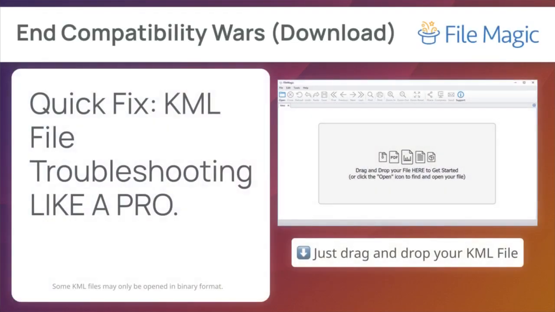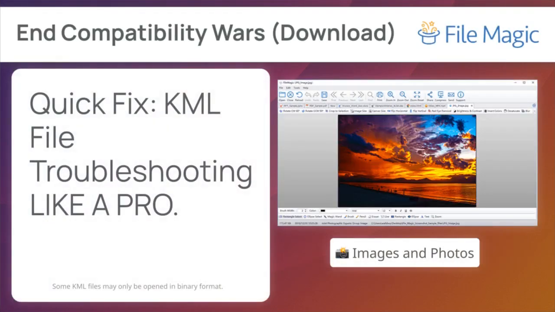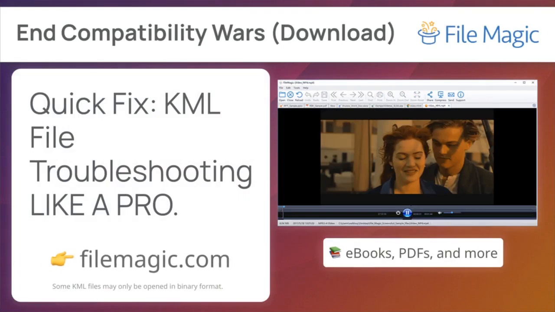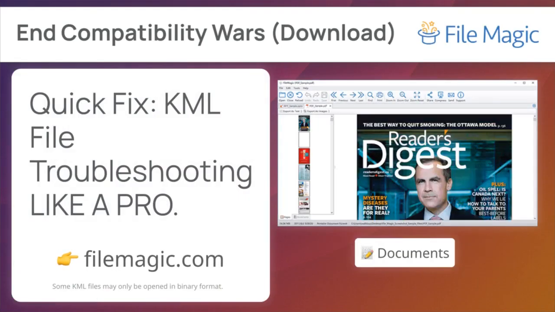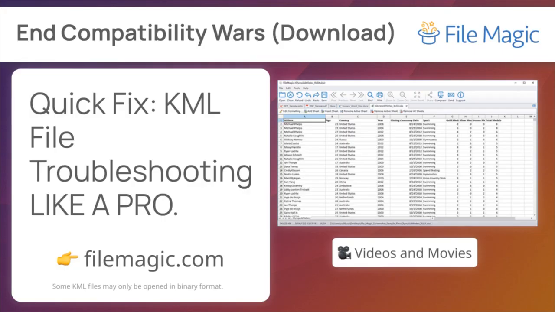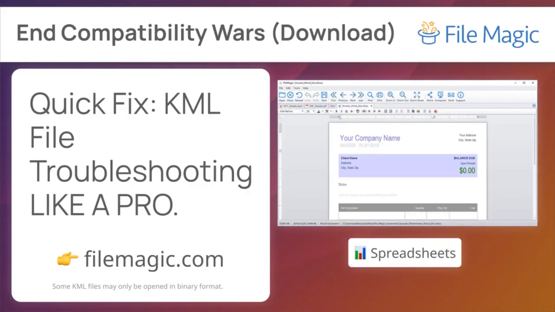Since we tried everything on the KML format, it's time for the professional fix. FileMagick is your best bet for files that are unreadable by Windows or standard open-source programs. You can find it at filemagick.com.